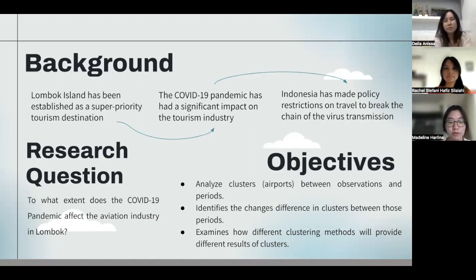Here in this final project, we sought to answer the following research question, which is to what extent does the COVID-19 pandemic affect the aviation industry in Lombok? The primary purpose is to analyze clusters between observations and periods. With the dataset given, we could also observe the airport classifications, of which airports have the most and the least flight numbers included in the clusters. Identify the changes that happen and the difference between those periods, and also examine how different methods of clustering will provide different results or types of clusters.